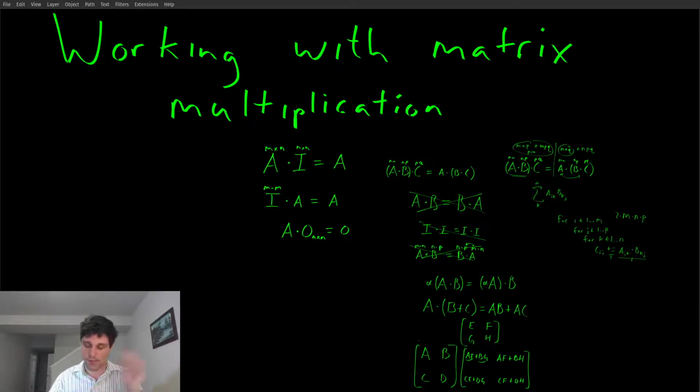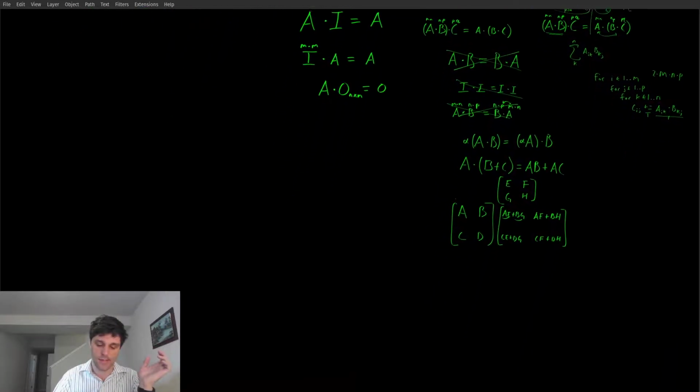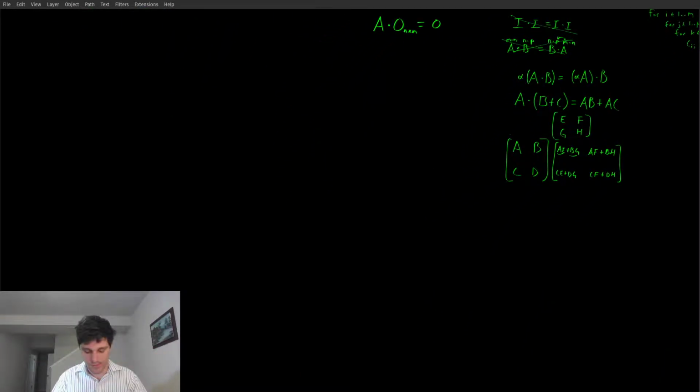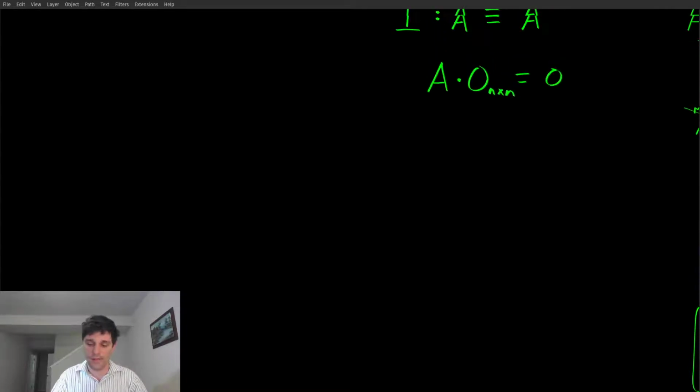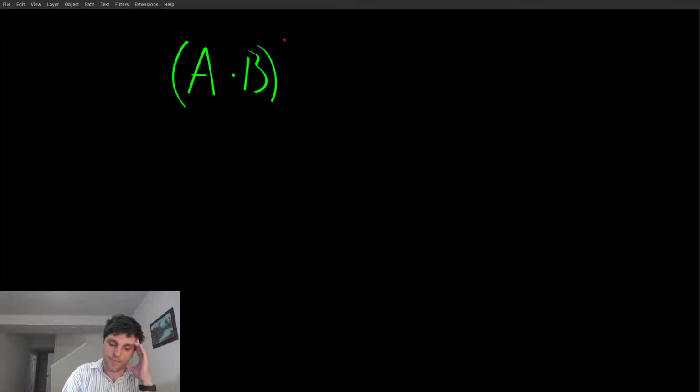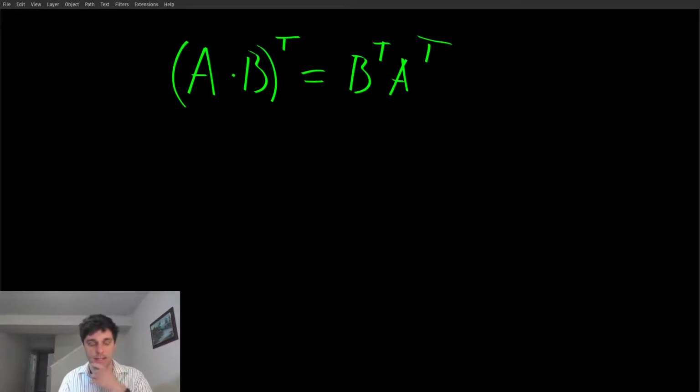Oh, and then transpose. I made a whole other video where we proved this fact, but I just want to have it here in this video also. If you have A times B transpose, then that is equal to B transpose A transpose, like this. And like I said, I proved that fact and talked a little bit more about it in the other video, so I'm not going to do that here. But that does work.